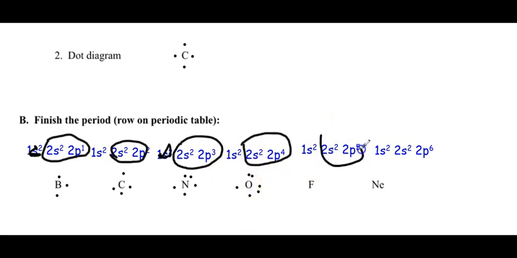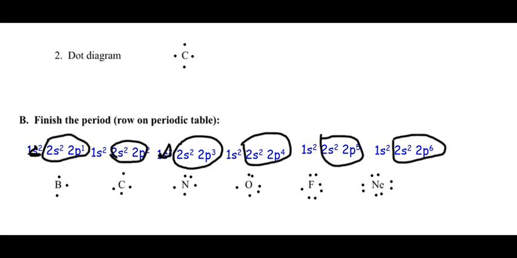So over here, how many valence electrons does fluorine have? Well, it's 2 plus 5. 7. Okay, 1, 2, 3, 4, 5, 6, 7. And finally over here, how many total valence electrons does neon have? Well, it's 2 plus 6 is 8. It's kind of like a shortcut. And there I go. So I have 8 valence electrons.